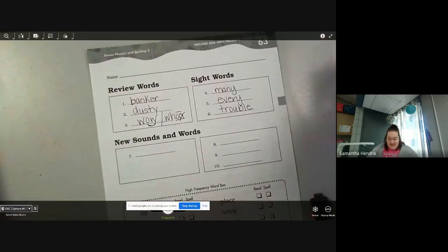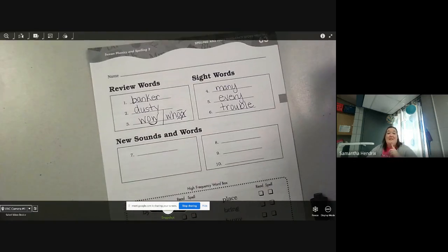Okay. So we have to add to our sounds. So get out your worksheets back. New sounds and words. Okay. So from now on, when I go, you're going to tell me S, comma, C.